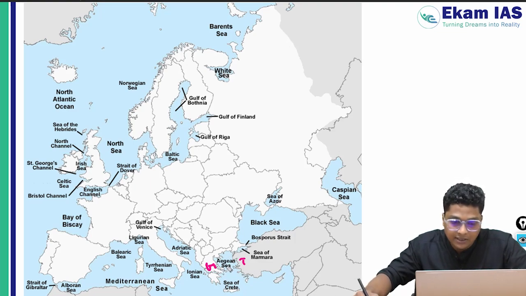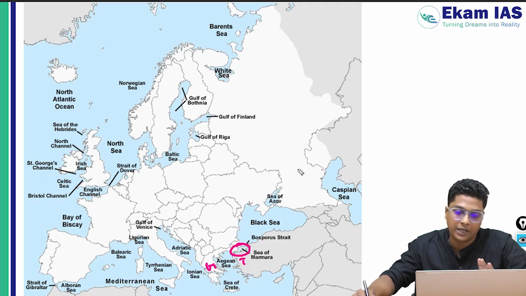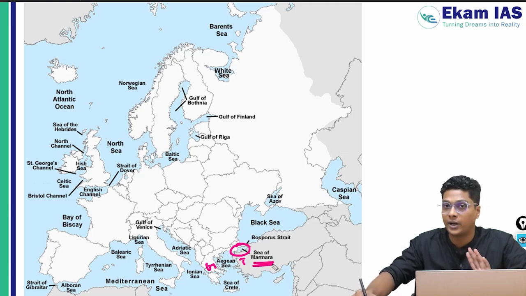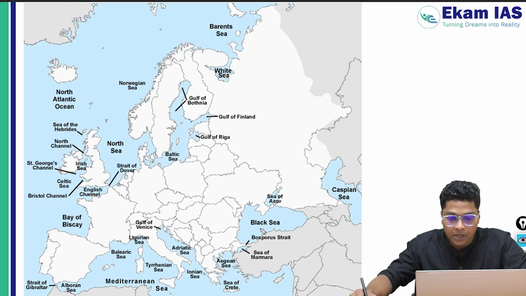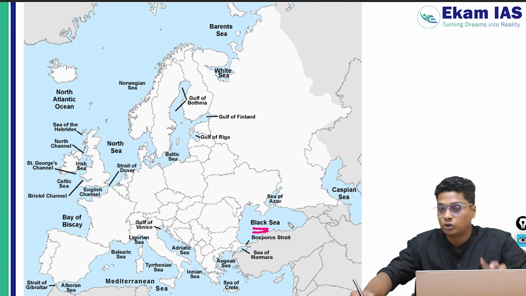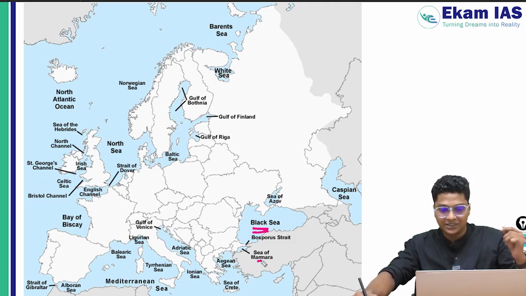So the Aegean Sea is located here, and this small region here is very important because of the geopolitics happening in this region. This is the Sea of Marmara. And here this is the Black Sea. The Black Sea is connected with the Sea of Marmara through the Bosphorus Strait.